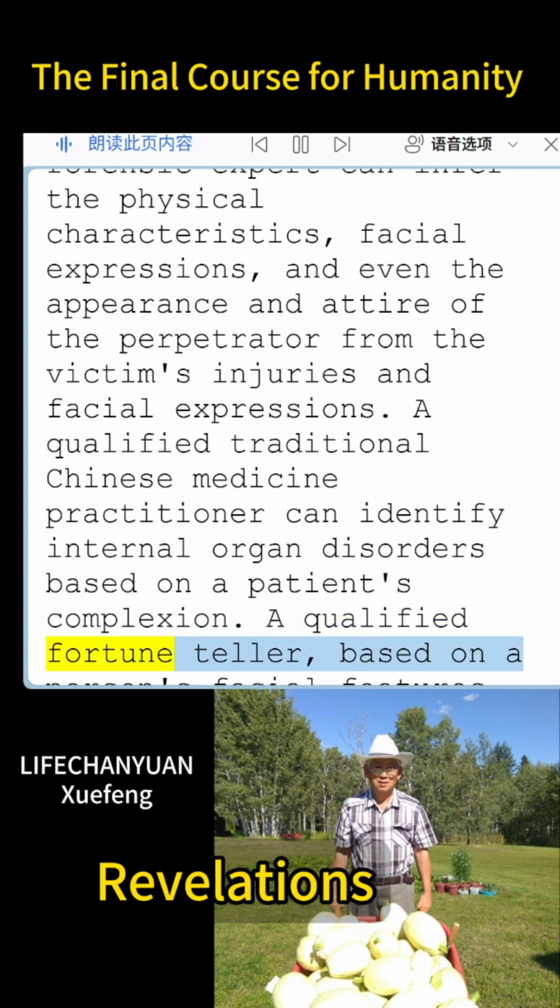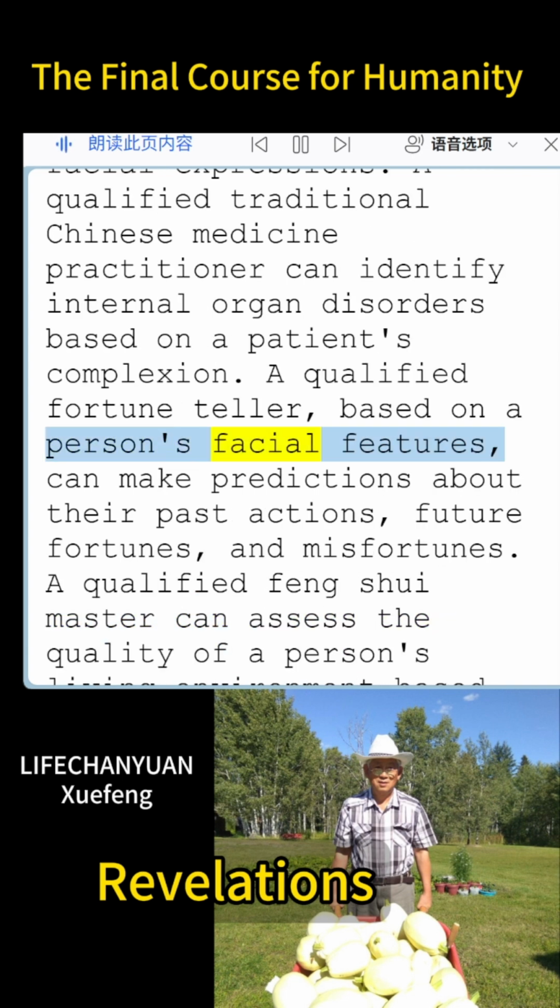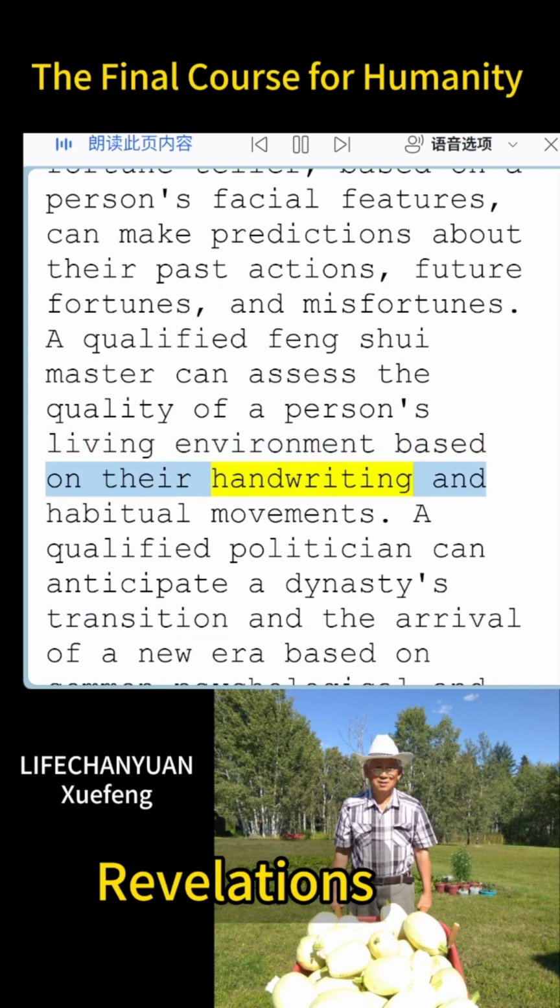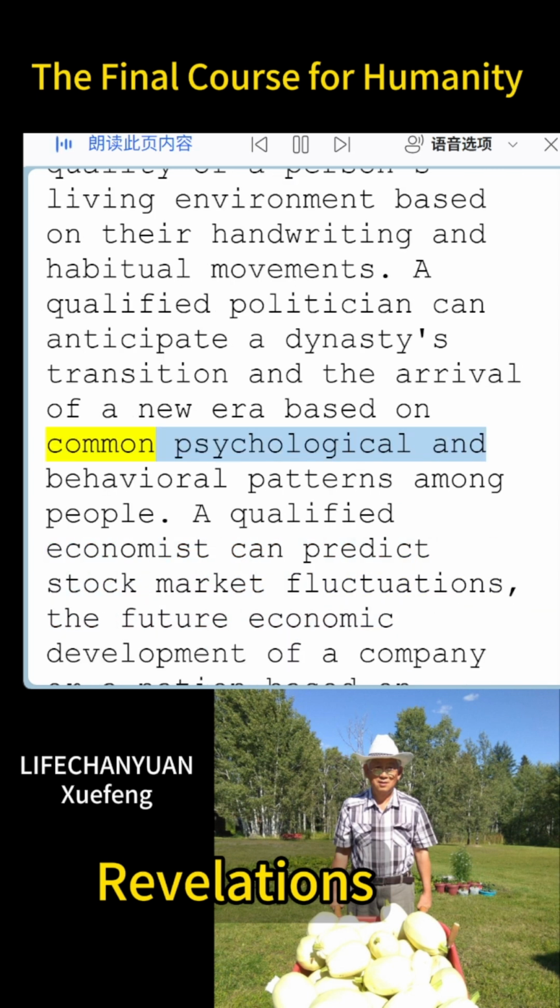A qualified fortune teller, based on a person's facial features, can make predictions about their past actions, future fortunes, and misfortunes. A qualified feng shui master can assess the quality of a person's living environment based on their handwriting and habitual movements. A qualified politician can anticipate a dynasty's transition and the arrival of a new era based on common psychological and behavioral patterns among people.